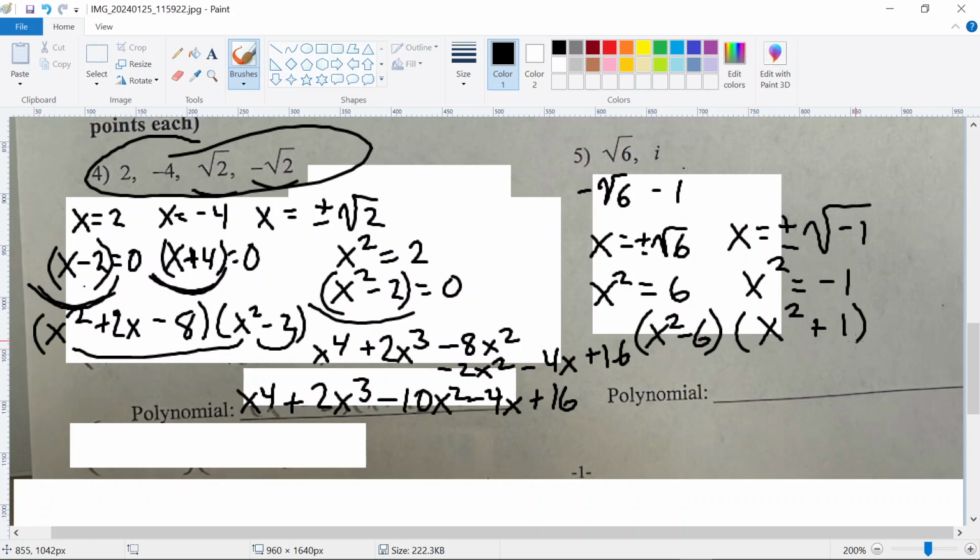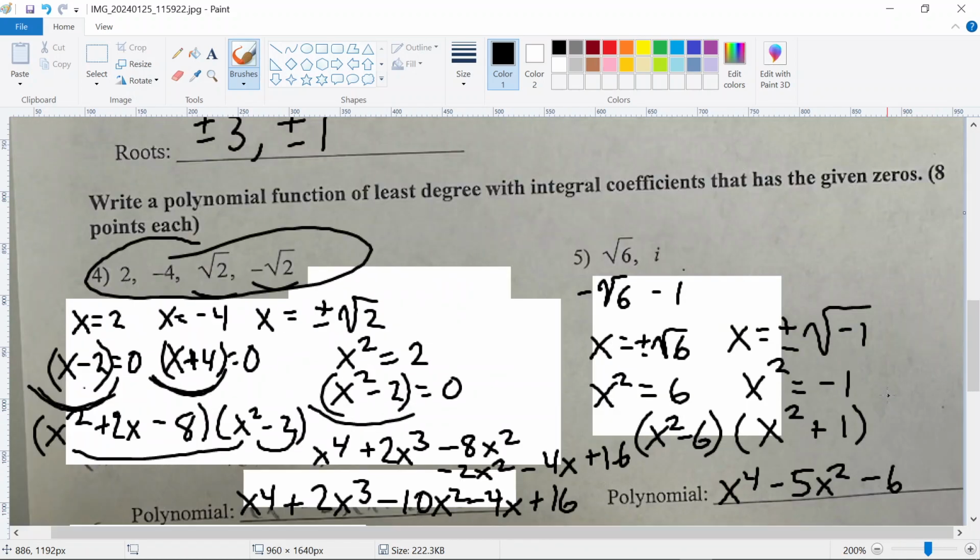Now multiply them together. First times first. X squared times x squared is x to the fourth. Outside, outside: x squared times 1 is plus x squared. Inside, inside: minus 6x squared. Well, minus 6x squared plus 1x squared is minus 5x squared. And then last times last, minus 6 times 1 is minus 6. So there's your polynomial: x to the fourth minus 5x squared minus 6.